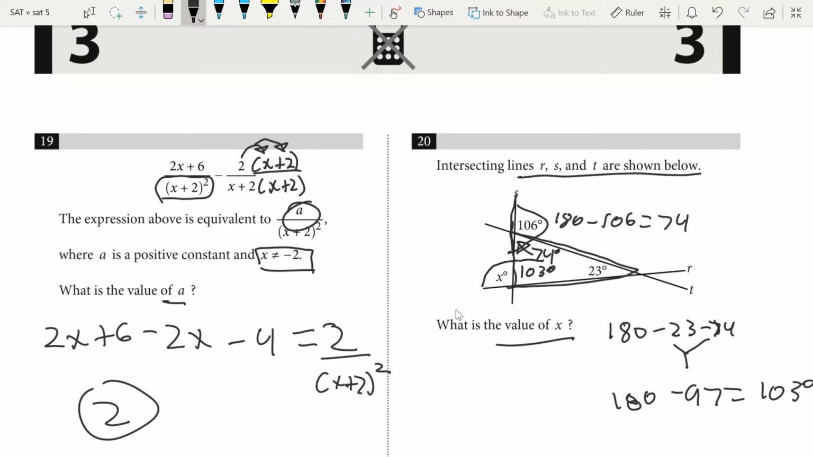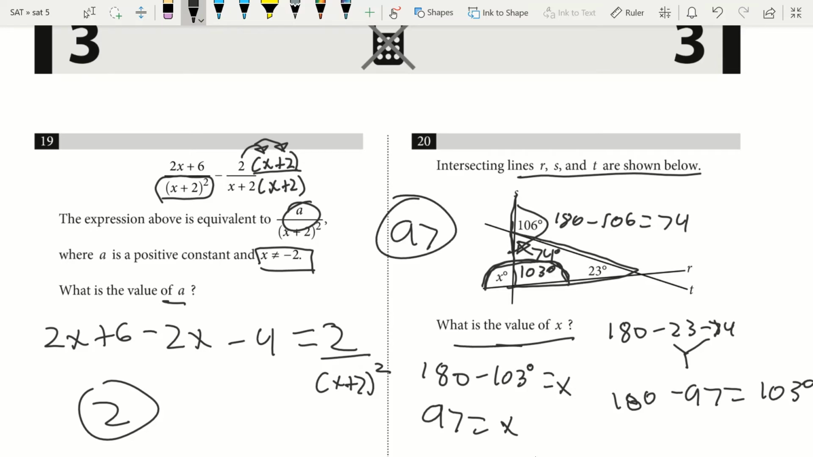I know this right here is going to be, I'm sorry, I don't want to write that so it looks like that's the answer for x. So I know my line right here, this angle will be a total of 180 because it's on a line. So now I just do my 180 minus my 103 degrees equals x. Doing that, 180 minus 103, I get 97 equals x. So I know my answer here will be 97 because I'm asked for the value of x.